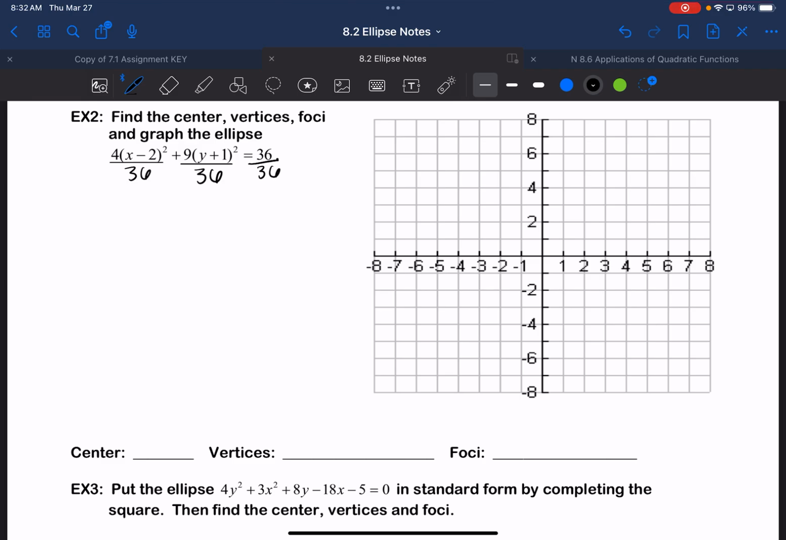So 4 and 36, this one is going to simplify to x minus 2 quantity squared over what? 9. Plus, we'll have y plus 1 quantity squared over 4 equals 1, right? Okay, now remember, a has to be the biggest. So which one is a? The 9. Okay, so here is my a squared. So is this one going to be vertical or horizontal? Horizontal, because it's under the x.